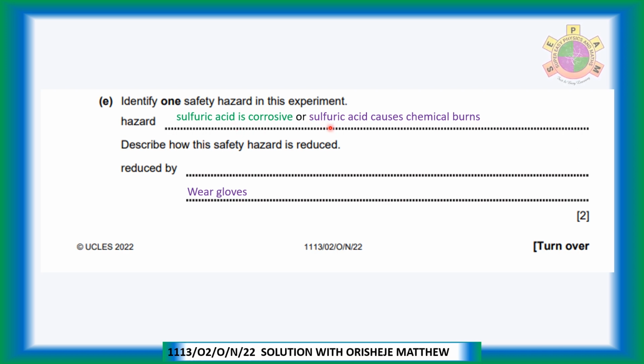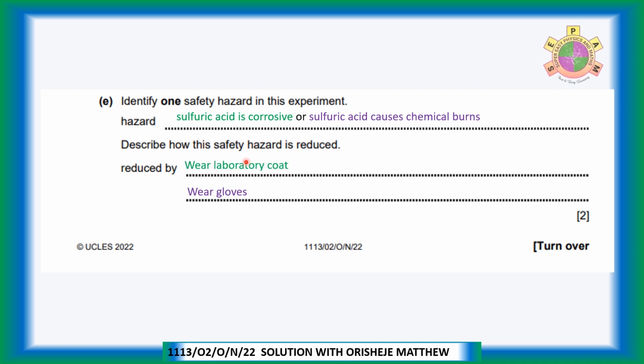very, very careful and make sure it doesn't spill on either your book or the surface of the table or your school uniform that you are wearing. And that is why you have to wear lab coats. And in order to avoid this, let's look at how we can minimize the hazard. Describe how this safety hazard is reduced.